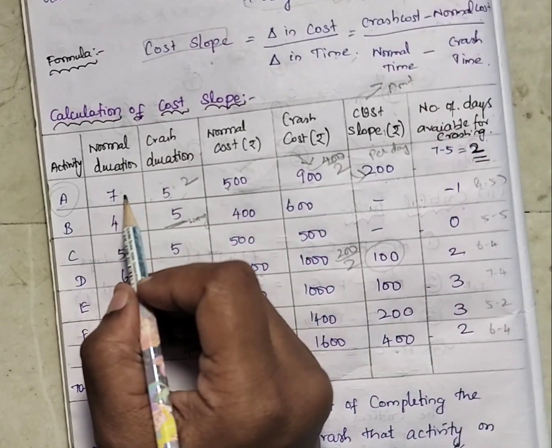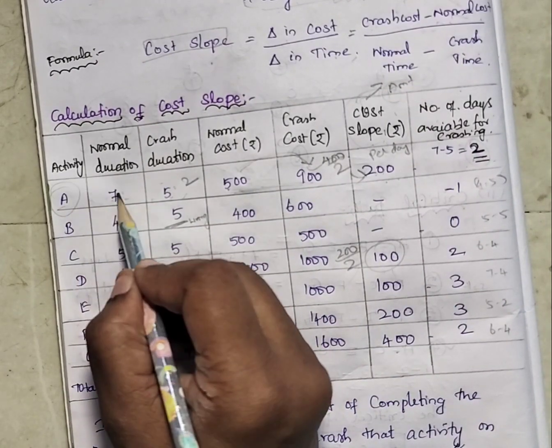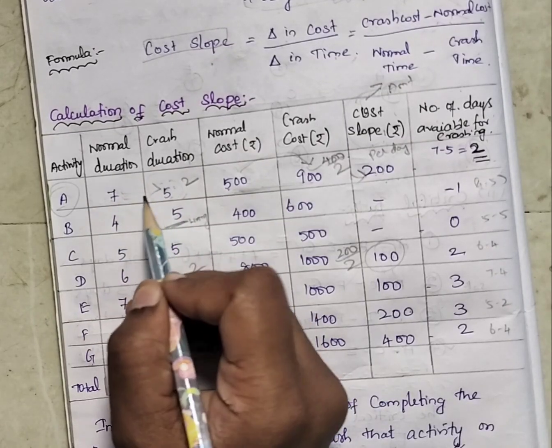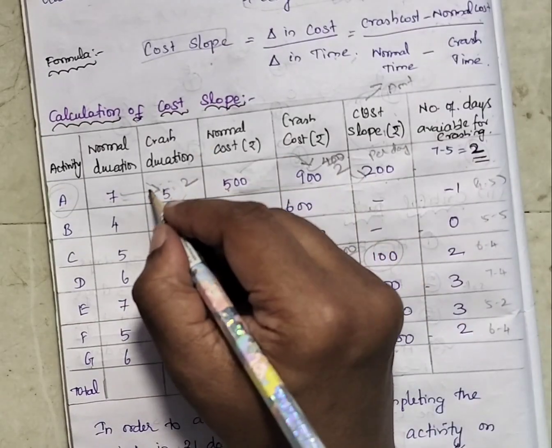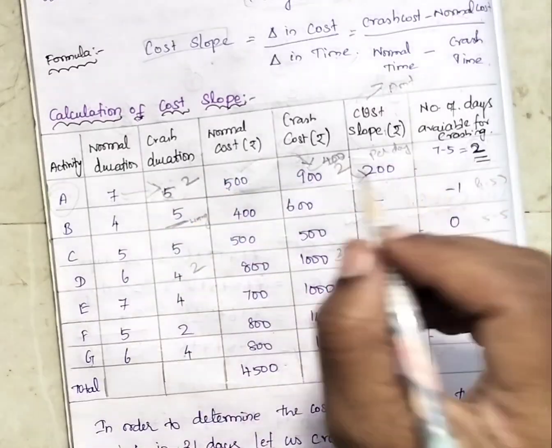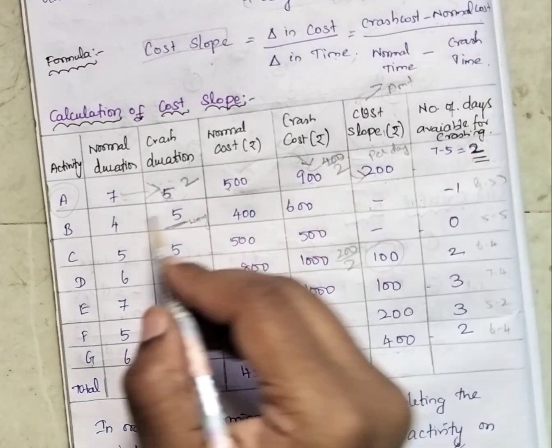The normal duration of A is 7, and the crash duration available is 5. So after crashing, 5 days should be there. So the 2 is the available days to crash.